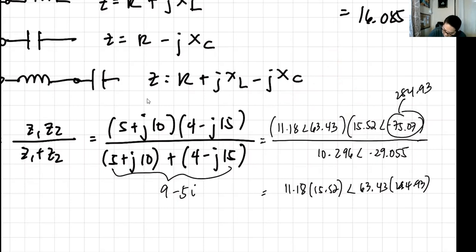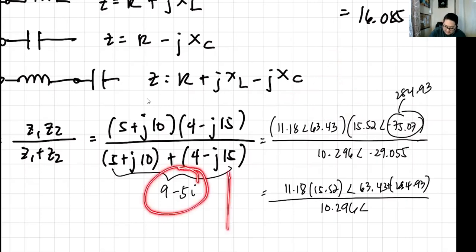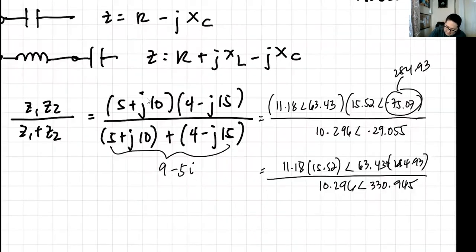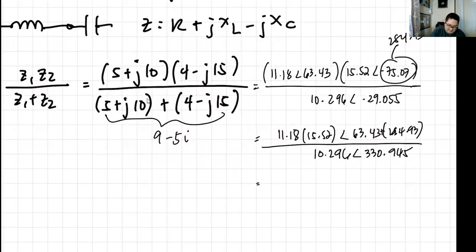Plus lang dapat to, no? Plus. All over, open lang natin muna. Angle of. Yung sagot natin na yan is 9 minus 5i. So, fourth quadrant din. So, yung angle natin should be positive, 360 minus 29.055. That is 330.945. Okay? So, simplify natin yung taas.